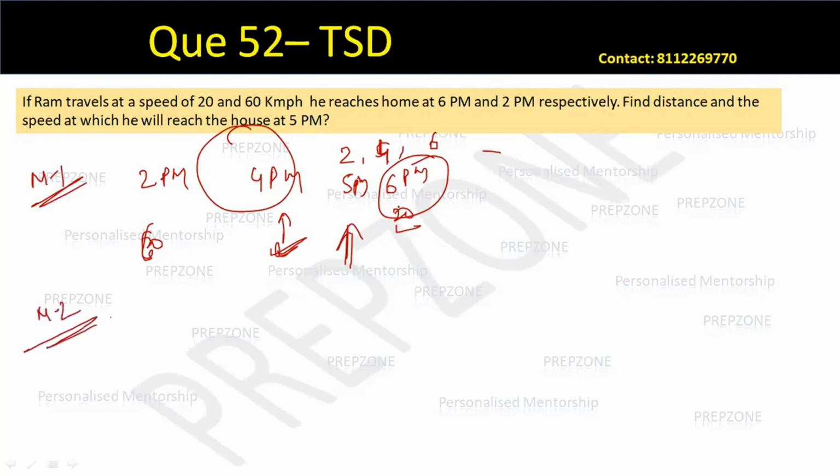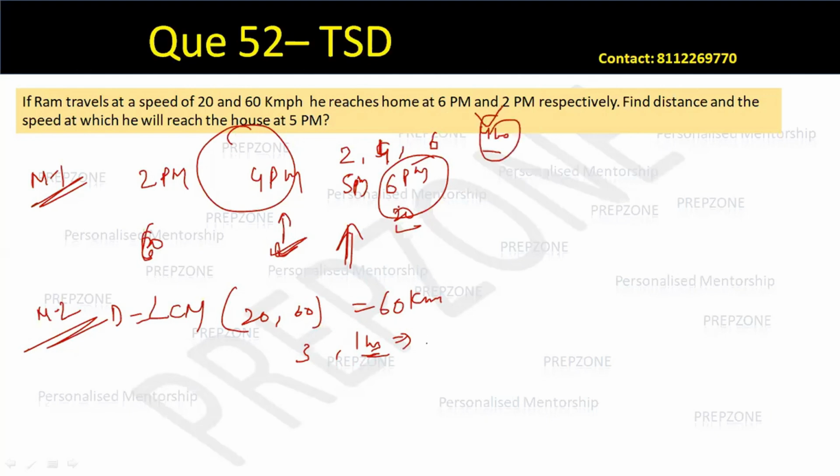Or method 2: if you don't see AP or HP, you go back to the traditional method. Take the distance as the LCM of 20 and 60, so let the distance be 60 kilometers. Then how much time will it take? 3 hours and 1 hour. The first takes 3 hours, the second takes 1 hour. And what is the difference between the times? It is 4 hours. I know when the difference between the times is 2 hours, then the distance is 60 kilometers. But the actual difference is 4 hours, so the distance has to be 60 into 2, 120 kilometers. The distance has come from there.